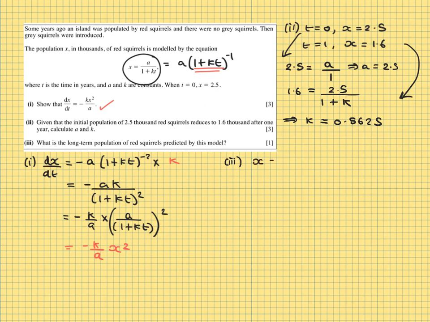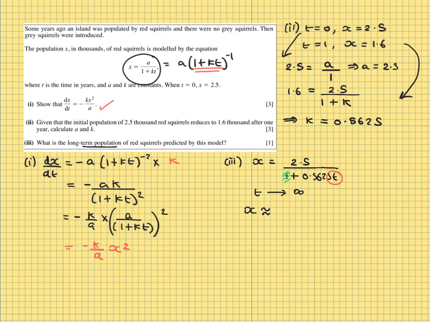So look at the fact that x is equal to 2.5 over 1 plus 0.5625t, and long-term population, we know that means t approaches infinity. So that means if we think about this equation, if t is going to become very, very, very large, this 1 here doesn't become particularly important. And what we have is 2.5 over a very large number, because even though you're multiplying t by 0.5625, imagine if t was equal to 10 million.